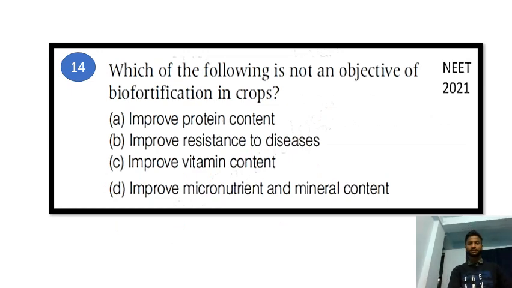Which of the following is not an objective of biofortification in crops? Biofortification has some objectives. One objective: improve protein content. This is correct. Improve resistance to disease. This is wrong because it is not mentioned here. Improve vitamin content, improve micronutrient and mineral content. These are also correct. But according to the question, the answer is which is not an objective. So this is B.